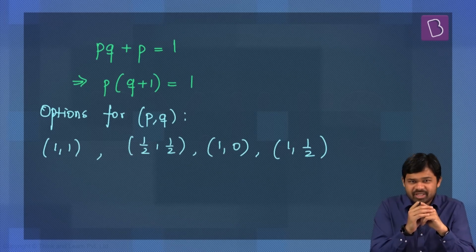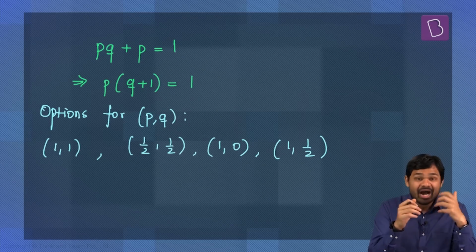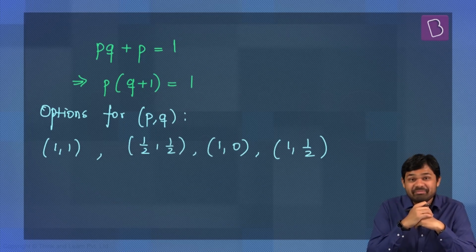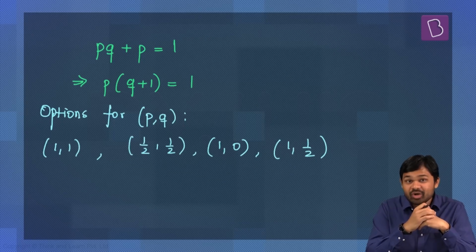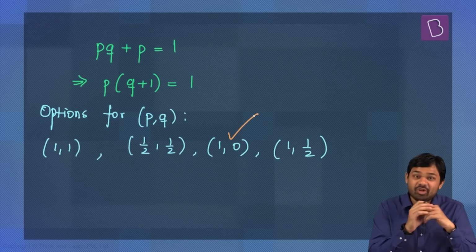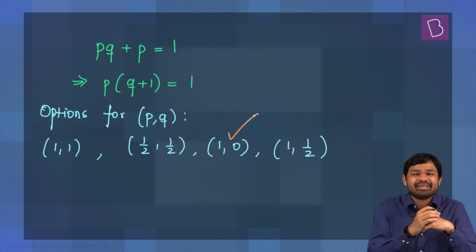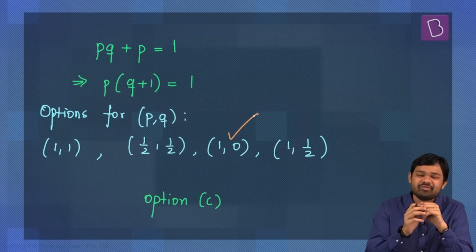1, 1 is option A. If I put 1, 1, I get 2 is equal to 1. Not right. Half, half, I get half multiplying 3 by 2, which is also not equal to 1. 1, 0 gives me 1 is equal to 1. So in fact, option C, which says 1, 0 for the values of P and Q, is the right answer to this particular problem. So option C, 1, 0 is the right answer for P, Q.